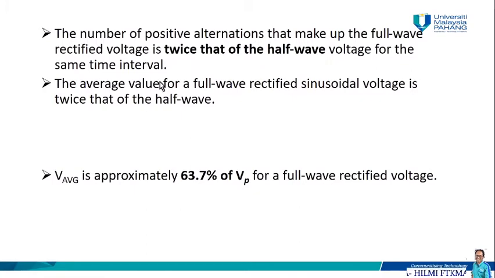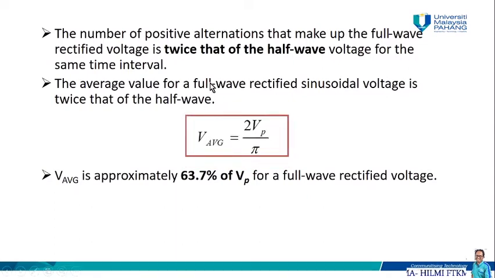Therefore, the average value for a full wave rectified sinusoidal voltage is going to be twice that of the half wave. So the equation is V average equals 2 times the peak voltage over pi. So we have twice the half wave rectified value. Basically, the average value of the rectified output voltage is approximately 63.7% of the peak voltage for a full wave rectifier.